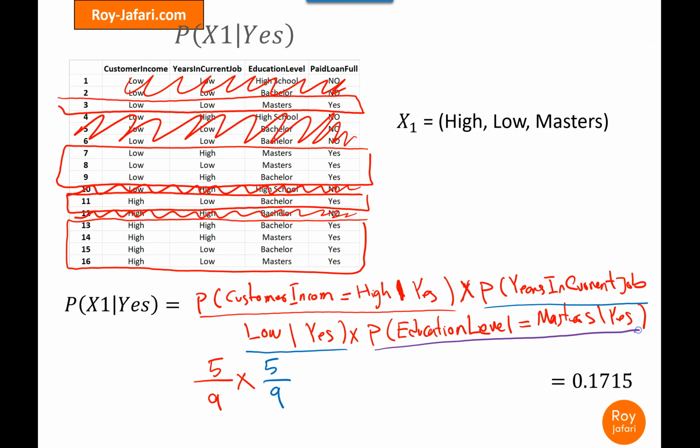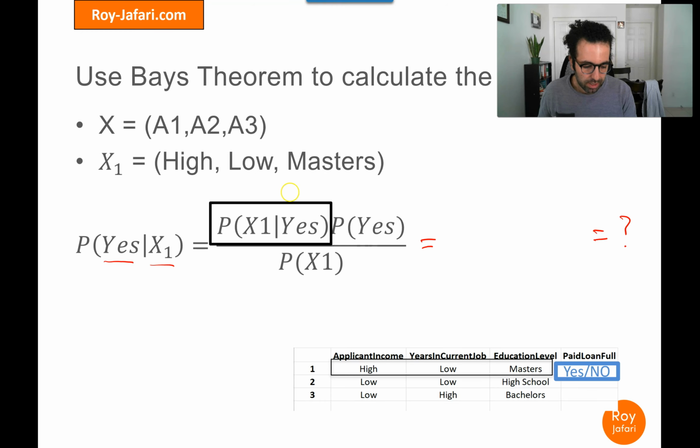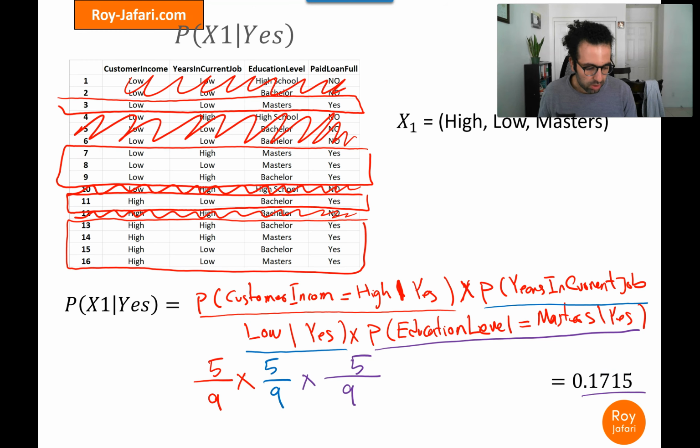And I'm going to calculate this divided by again 9 because we've got 9 yeses, and masters 1, 2, 3, 4, 5. So all of them are this one. And once you calculate this value, it's going to give you 0.1750. All right, so we managed to calculate this value, which is this.